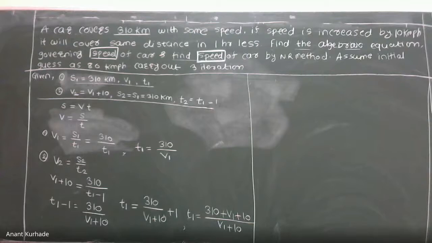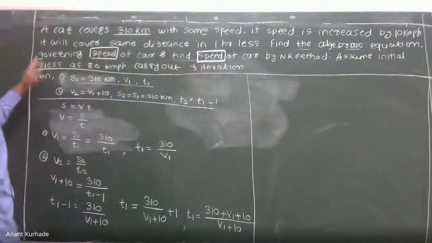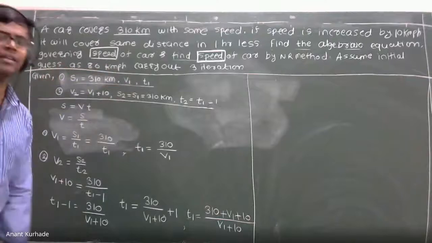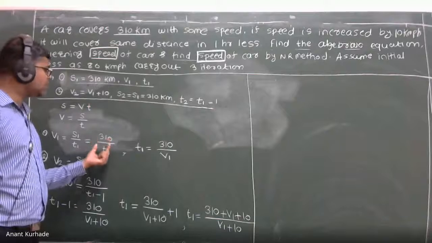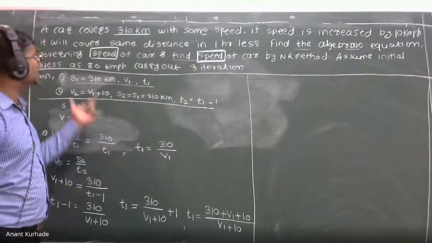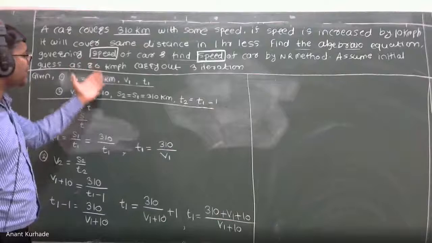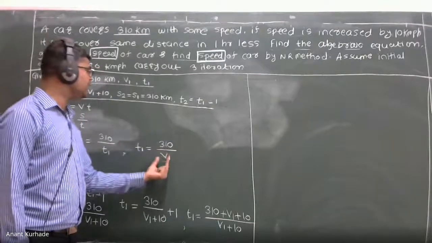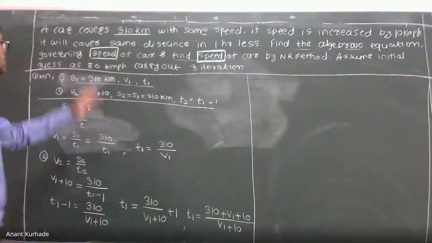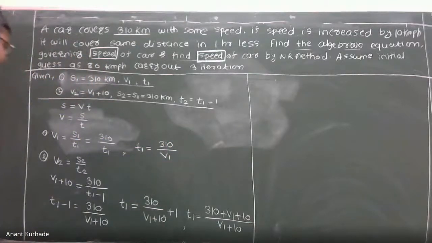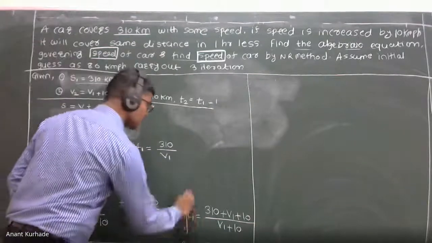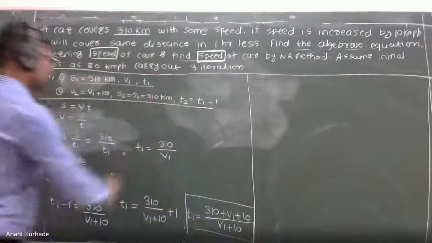Now see, if we are asked this question, find the algebraic equation governing the time of the car, then we can keep it as it is: T1 is equal to 310 divided by T1. Now it is asked for the governing equation in terms of speed, so the right side should be in terms of speed. If it is asked in terms of time, then our right side should be in terms of time. Now we have these two equations, this one and this one.